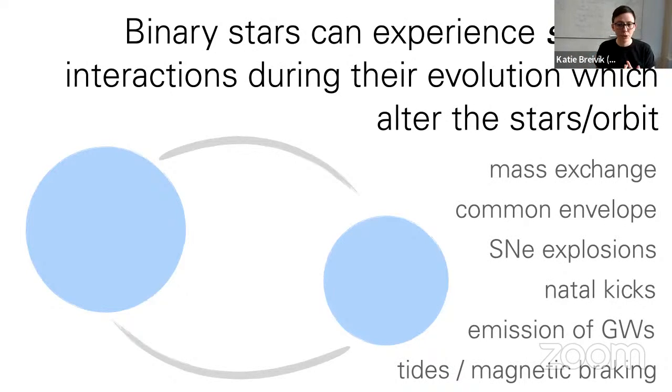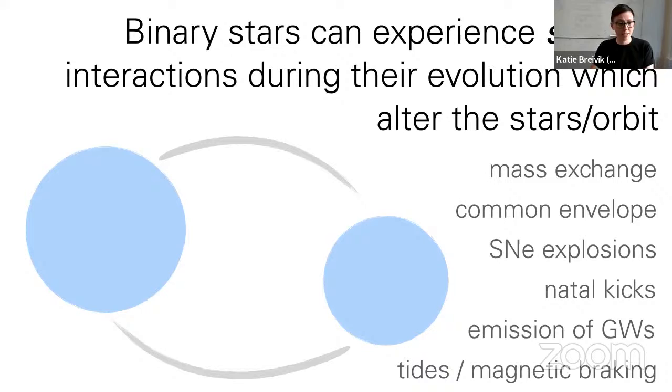If a massive star explodes, that supernova explosion can alter both the mass in the system of the binary, as well as the orbital properties, including adding things like natal kicks to compact objects. You can also think about how binary stars or double compact object binaries evolve due to the emission of gravitational waves, or you can consider things that are happening interior to the star and think about how stellar interiors actually affect the orbit of the binary itself, with things like tides and magnetic braking.